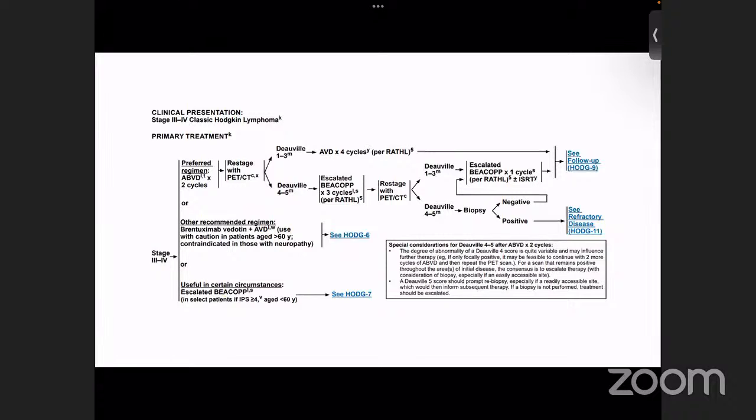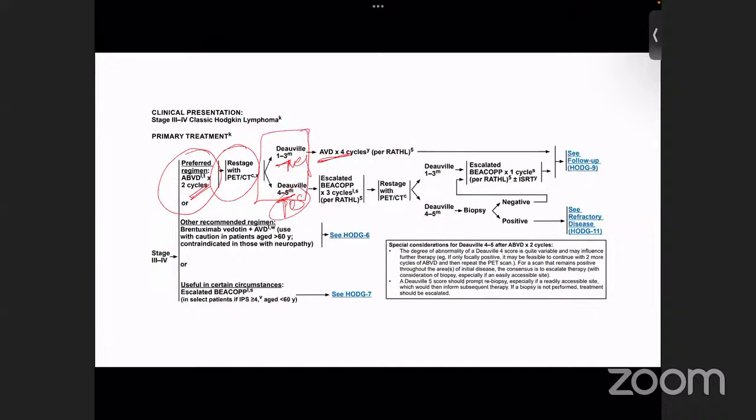The preferred regimen is ABVD. After 2 cycles, you do a PET scan, which is called interim staging, and you assess with something called the Deauville score. We have another question on the Deauville score as well. This is the same picture which I discussed in the QRP sessions. Deauville 1 to 3 is deemed negative, 4 to 5 is positive. So if the interim PET after 2 cycles of ABVD is negative, you can omit bleomycin and give AVD for 4 cycles.